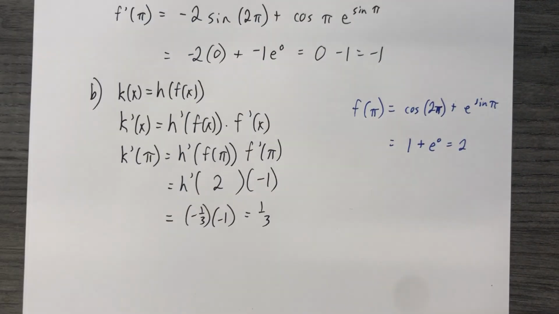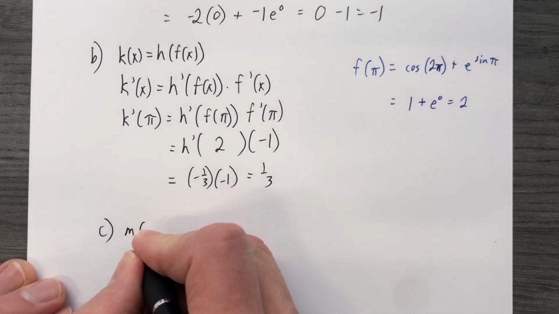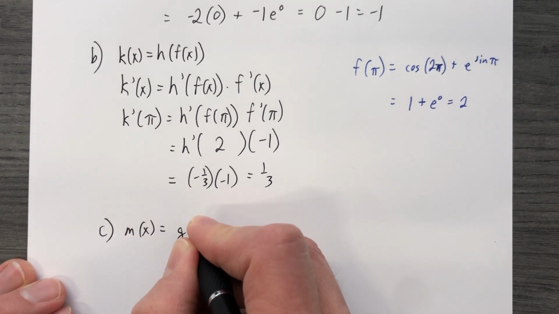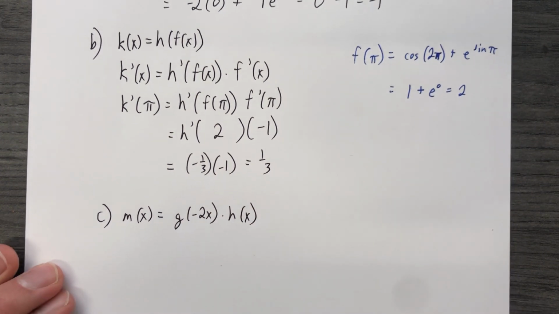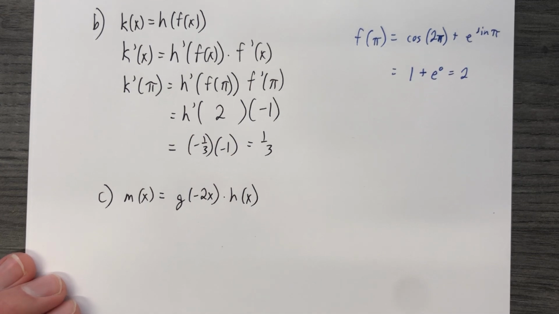And we can look ahead and see the answers. Here we go, part C. Life's not like that though, is it? Let m be this function. I think it's worth writing because we might need it later. G of negative 2x times h of x. And we're asked to find the derivative at a specific value.